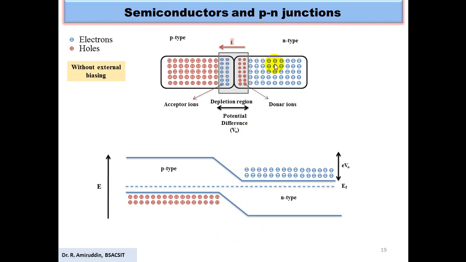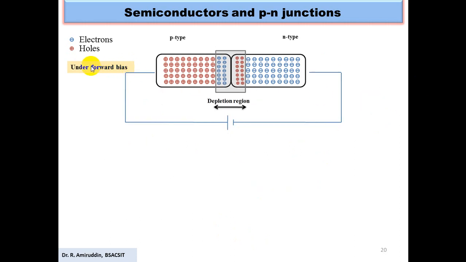Now such a condition is without external biasing. When the same p-n junction is subjected to external bias, this is the condition for forward bias, where the p-type semiconductor is connected with the positive terminal of the battery and the n-type semiconductor is connected with the negative terminal of the battery.